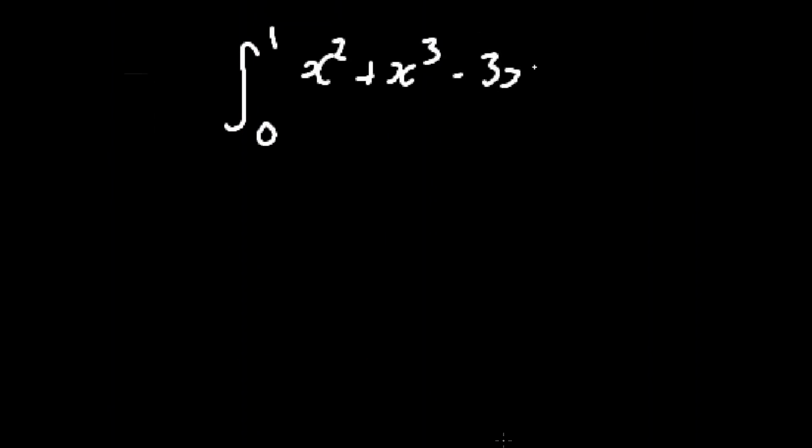We are trying to evaluate this integral here. So find the integral from 0 to 1 for x squared plus x to the power of 3 minus 3x, all divided by x. Okay, this is looking pretty confusing. There's a lot going on. So what we can do is split this into lots of little fractions.